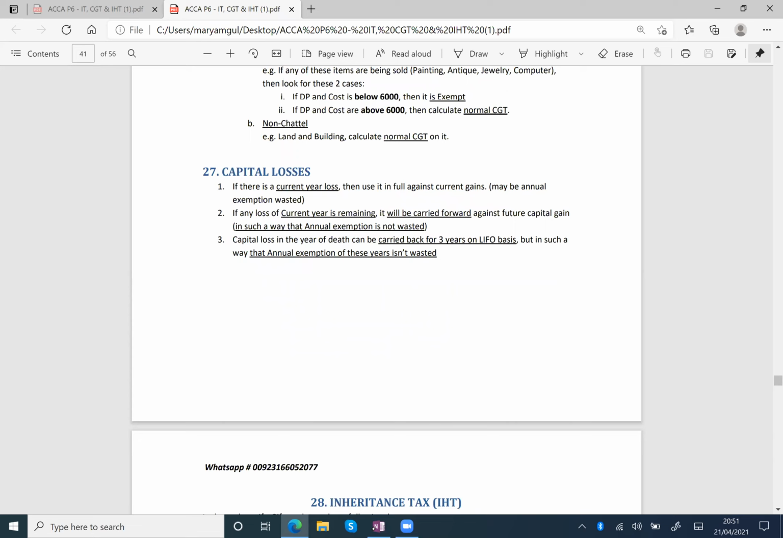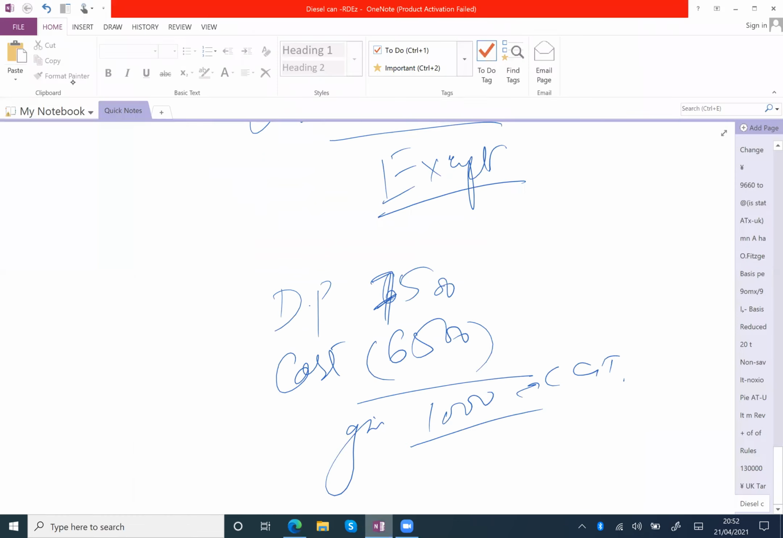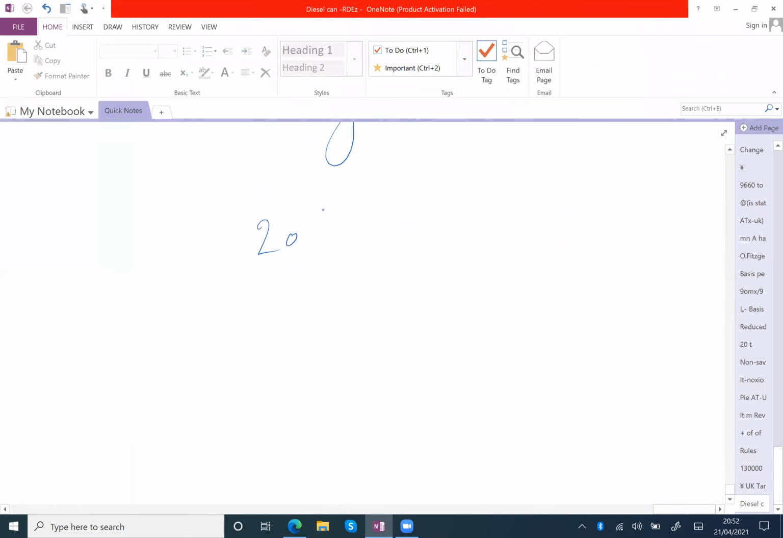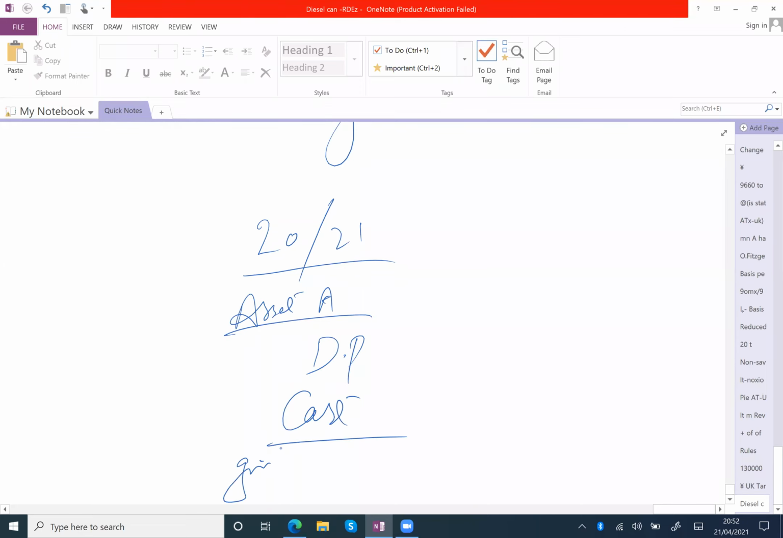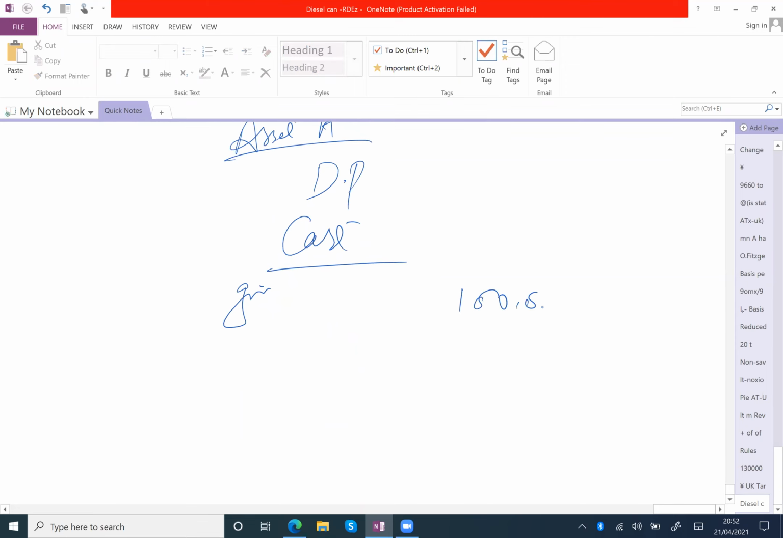Then what are the loss relief options? How to set off the capital loss? Number one, first option: if there is a current year loss, then use it in full against current year gains, even if the annual exemption is wasted. For example, in tax year 2021, you are selling asset A, DP less cost, and a gain arises. For example, the gain is 100,000.